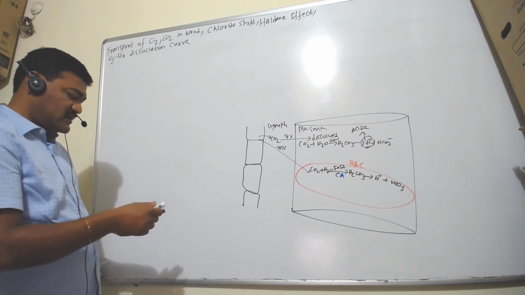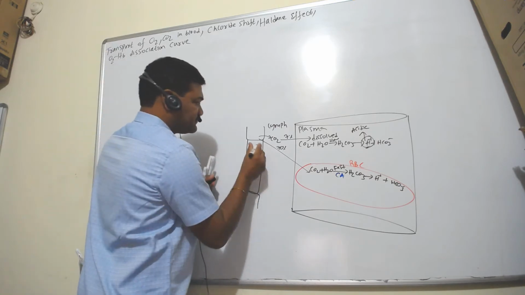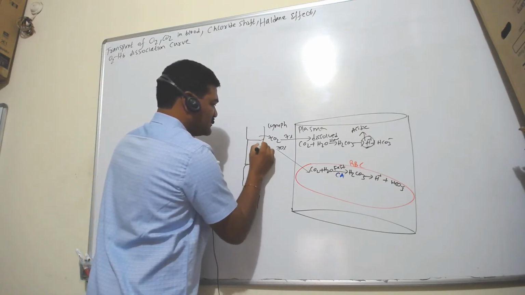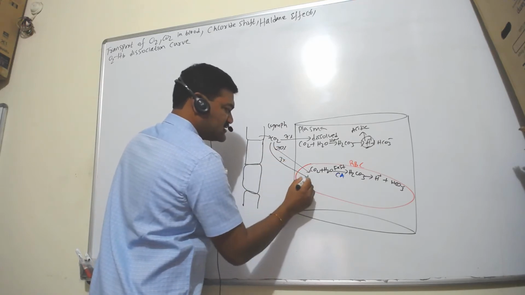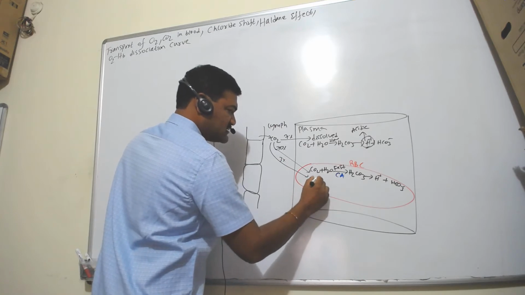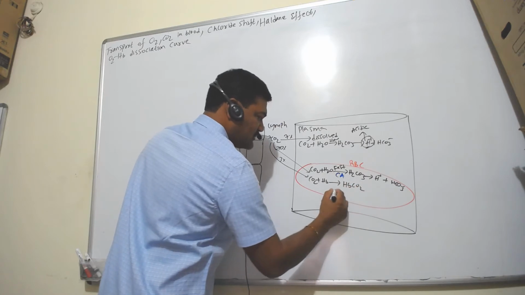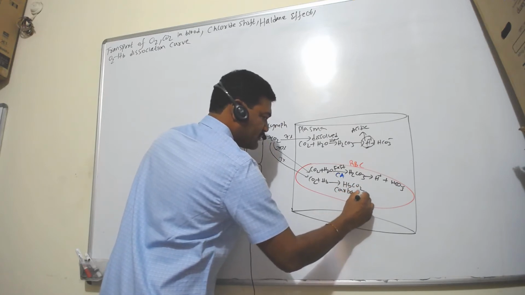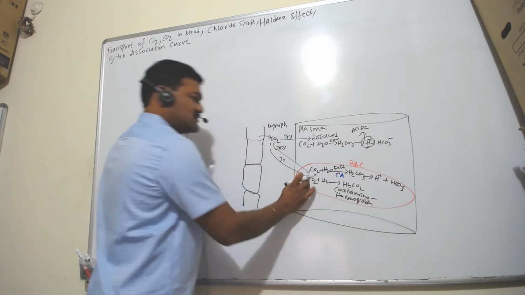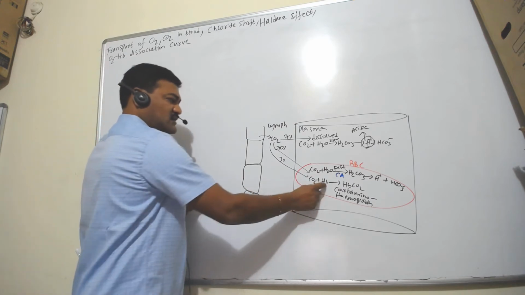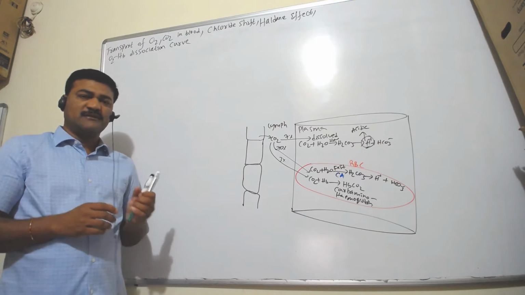And what about the remaining 3%? The remaining 3% of carbon dioxide combines with the hemoglobin in the red blood cell, Hb, forming HbCO2, which is carbaminohemoglobin. This carbon dioxide combines with hemoglobin and forms carbaminohemoglobin, just like how oxygen combines with hemoglobin.